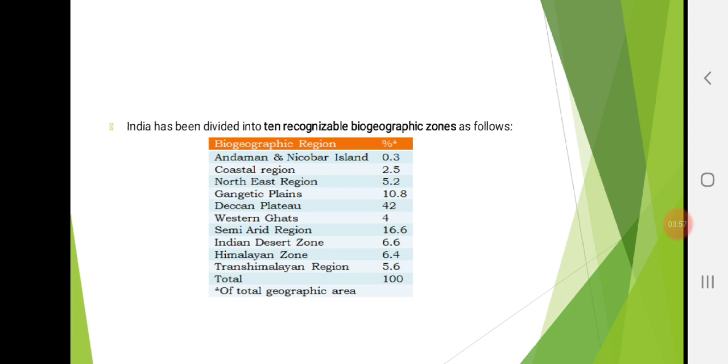So let's see. Today we are going to see these 10 regions one by one. And we only have to remember in which area what kind of biodiversity is present. We have to remember it like this for MCQ. And you have to remember these 10 regions for MCQ also.